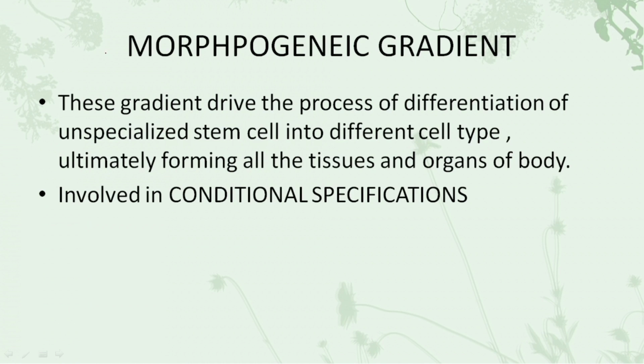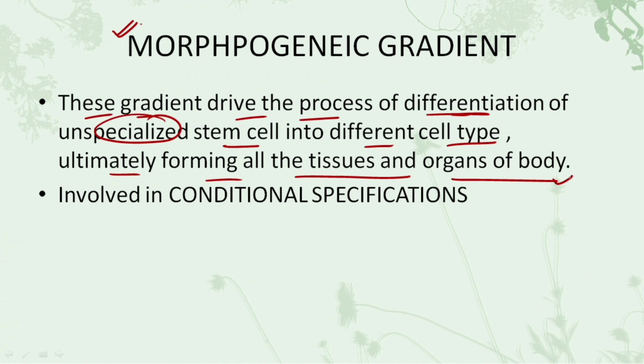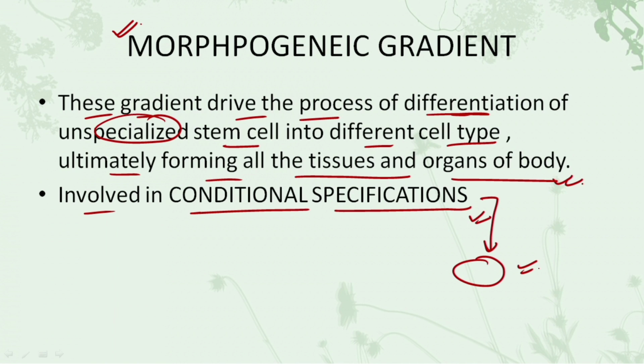Now we have one topic, the morphogenic gradient. So what is a morphogenic gradient? These gradients drive the process of differentiation of the unspecialized stem cell into the different cell types, ultimately forming all the tissues or the organs of the body, and it is involved in the conditional specification. What is conditional specification? We'll deal with this in the next lecture of developmental biology.